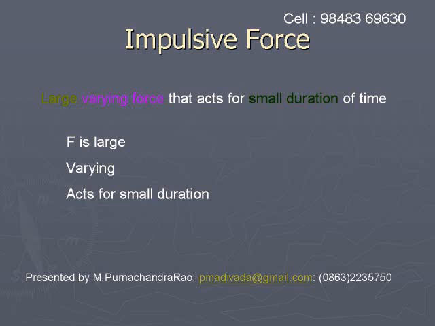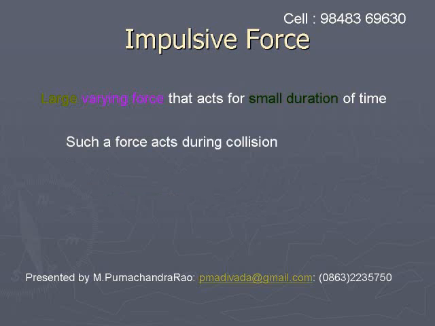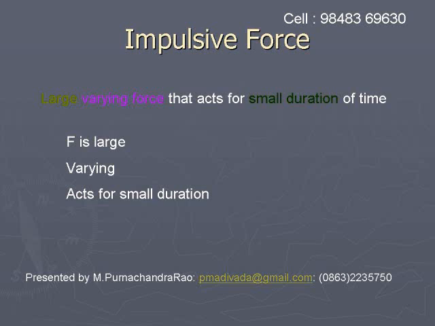We notice such a force during collisions. During collisions, a large force acts for a small duration of time. Moreover, that force is not constant, it is a varying force. So, impulsive forces are applied during collisions. So, F is very large, it is a varying force, it acts for a small duration of time. Such a force is known as impulsive force.